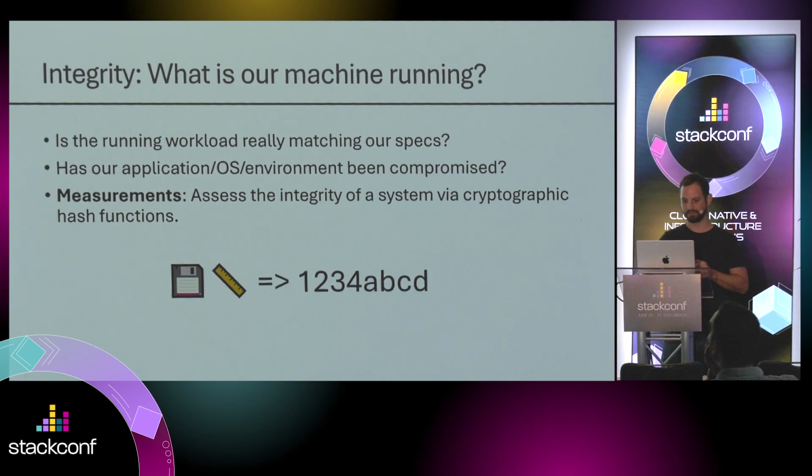The second pillar is integrity. Integrity essentially means, what is our machine running? Is the machine really running what we intended to deploy? Is it according to specs, or is there an admission controller that injected something completely different, maybe in our Kubernetes application? Has our environment been compromised? To answer those questions, there's one common way to do this, and this is called measurements. So this means we assess the integrity of a system by measuring its components.